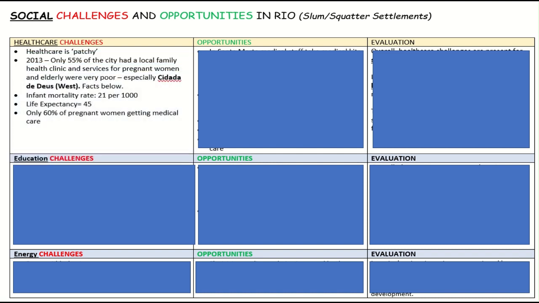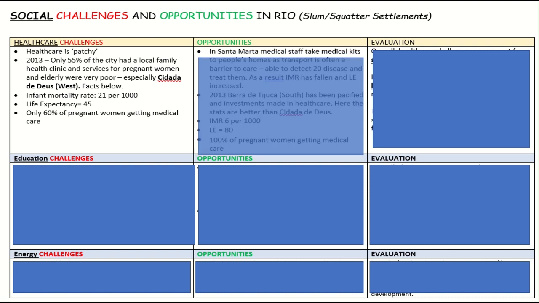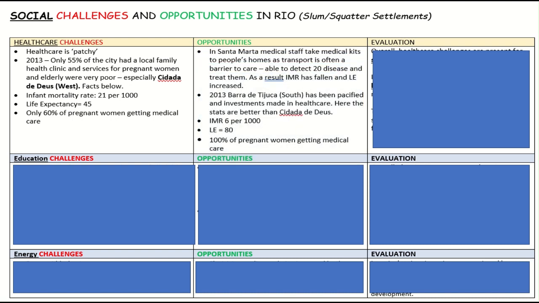So to begin with, I would describe healthcare as patchy. In Cidade de Deus, in the west of Rio, only 55% of the city had local healthcare for local pregnant women. And life expectancy was only 45 years old, and only 60% of pregnant women gained medical care. So in that particular part of Rio, the health issues were massive. However, in different favelas, things are slightly different.